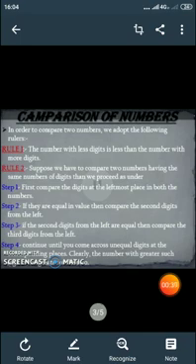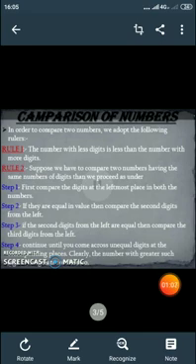Comparison of numbers. In order to compare two numbers, we adopt the following rules. Rule 1. The number with fewer digits is less than the number with more digits. It means the number which has fewer digits is always less than the number which has more digits.